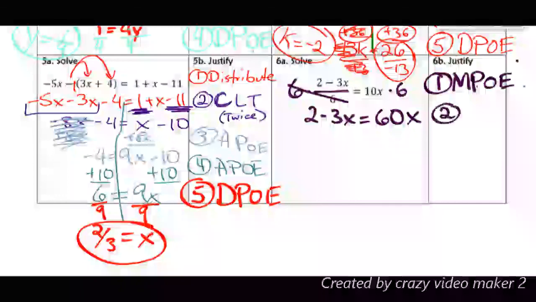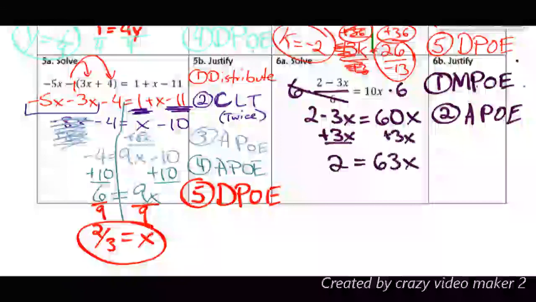My second step is going to be APRO. I know that because I want to combine my variables to the same side. I want to get rid of that minus 3x. I'm going to add 3x to both sides. That gives me 2 equals 63x.